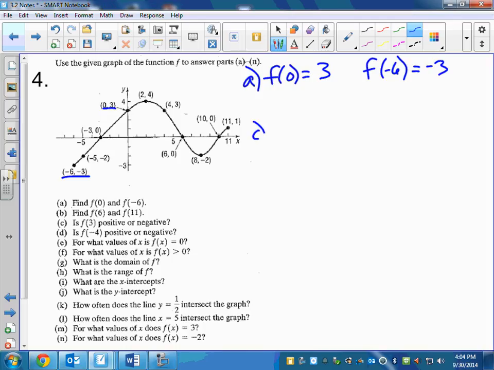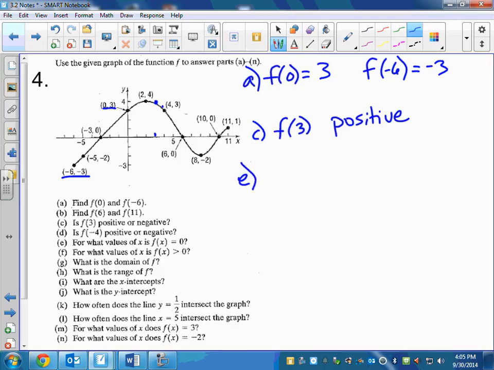Same thing on C. It says f of 3. Is f of 3 positive or negative? So it's not asking when y is 3. It's saying when x is 3, go up and find the value. Well, I don't know what it is, but I can see that it's above the x-axis, so I can see that it's positive. So again, you could do part D now.